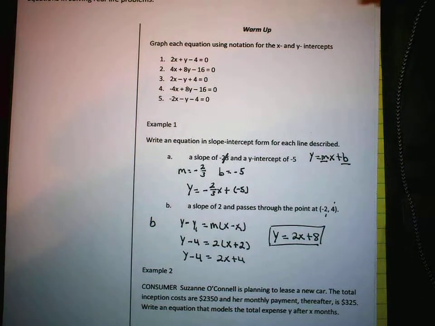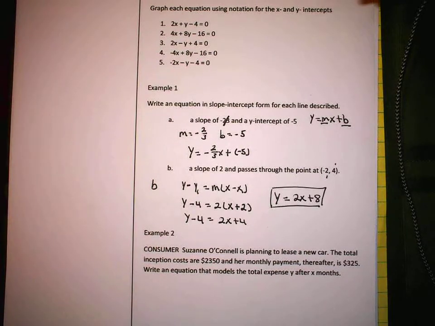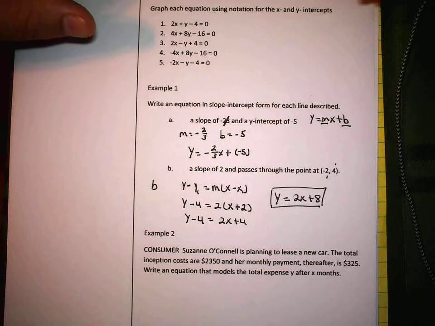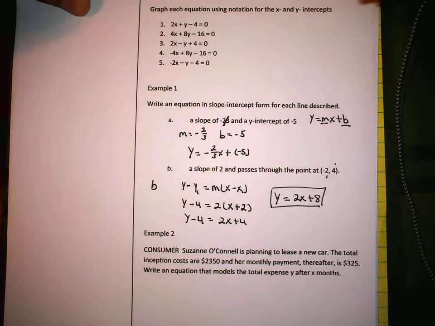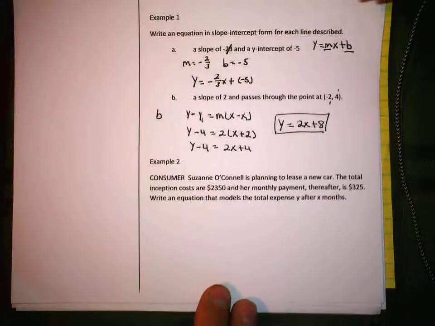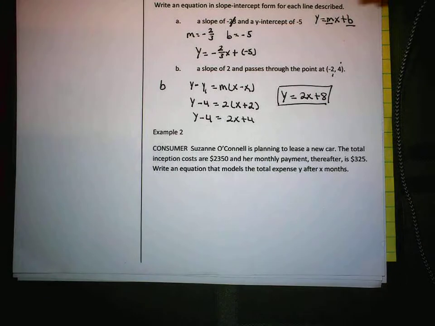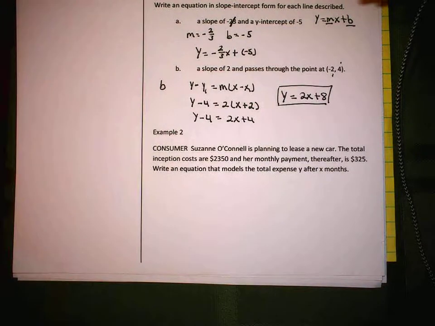Alright, let's slide over here and look at this in word form. Suzanne O'Connell is planning to lease a new car. The total inception cost, which means her down payment, is $2,350. Her monthly payment thereafter is $325. Write an equation that models the expense y after x months.